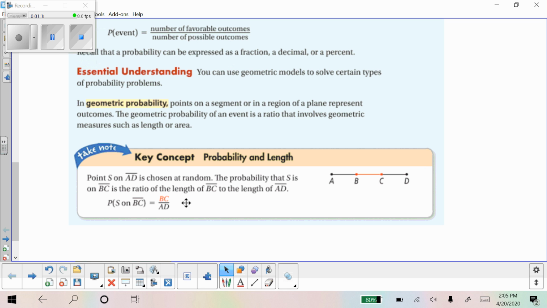Key concept, probability and length. If point S on AD is chosen at random, the probability that S is on BC is the ratio of the length of BC to the length of AD. So assuming that these are equally spread out, the probability of landing on BC, since BC is 1/3 of the total, the probability of landing on BC is 1/3.